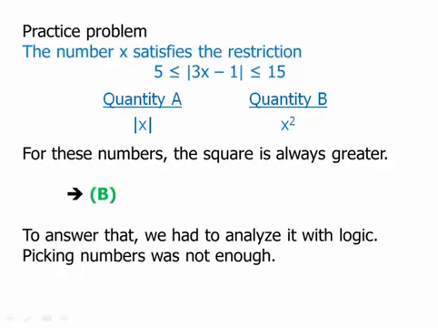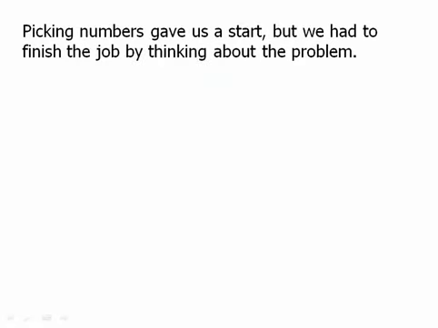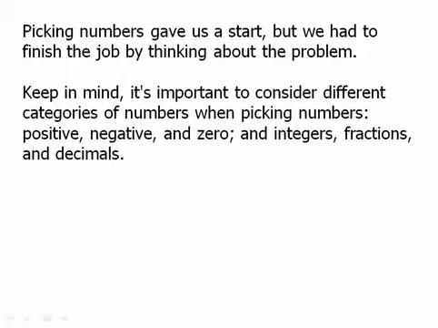To answer that, we had to analyze it with a little bit of logic. Picking numbers alone was not enough to definitively determine an answer. Picking numbers gave us a start, but we had to finish the job by thinking about the problem, doing mathematical thinking. Keep in mind, it's important to consider different categories of numbers when we're picking numbers. Positive, negative, and zero, integers, fractions, and decimals, the entire family of numbers. Don't get stuck just picking numbers that you can count on your fingers. Don't just get stuck using the positive integers only and forgetting about all the other numbers.